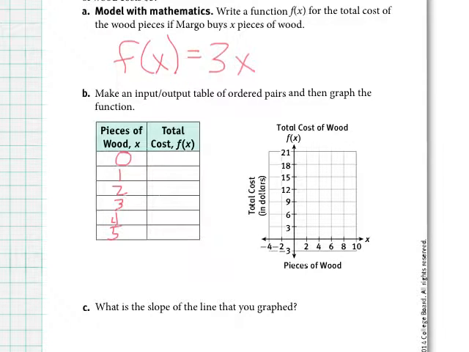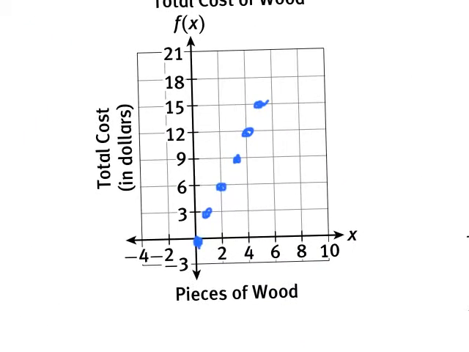Okay, so filling in my table of data, if I buy 0 pieces of wood, I'm going to be charged $0, I hope. Then if I buy 1 piece, I'm just plugging in my numbers: 3, 6, 9, 12, 15. Okay, graphing here. I have (0, 0), (1, 3). Goes up just like that. Okay, let's talk about finding the slope from a graph, because the next question asks us to find slope.